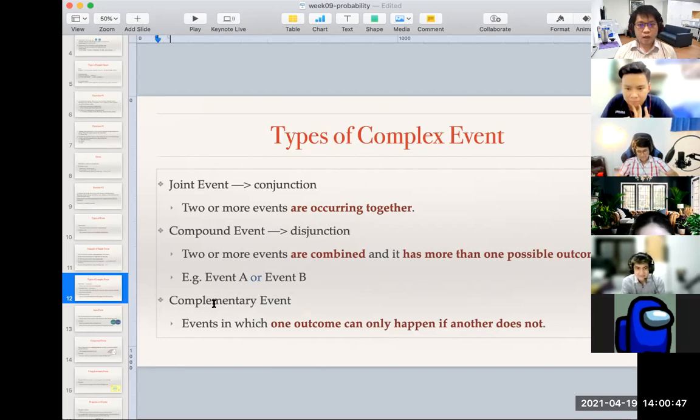And also complementary events, in which one outcome can only happen if another does not. What does it mean? I will explain about these complementary events later on. So don't let the definition here confuse you.